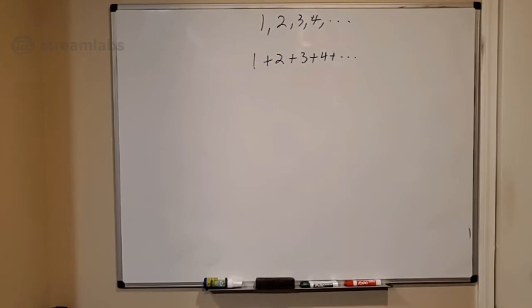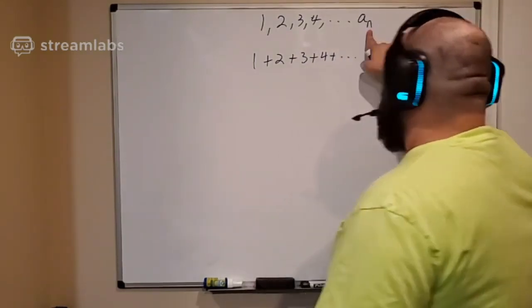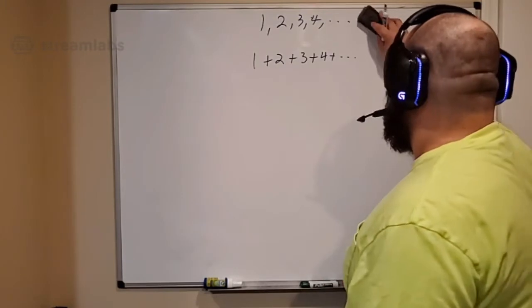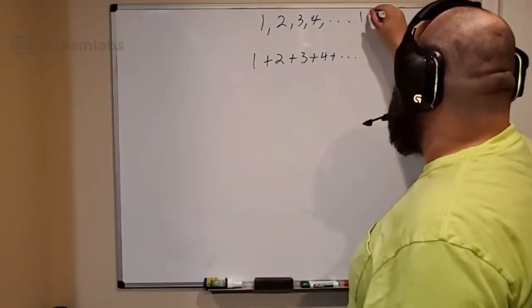It doesn't stop. How do you know it doesn't stop? You have the three dots after it. Even if I write an A to the N, so even if I wrote A sub N, does that determine that it stops if I have an A sub N at the end? And that answer would be no, because N could go forever. Now, if I have an actual number, like let's say 15, if I put 15 there, then does that sequence of numbers stop?